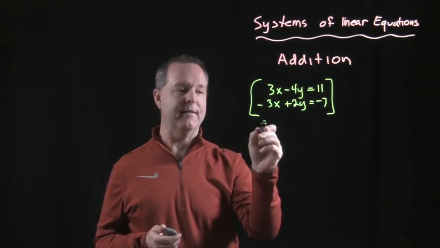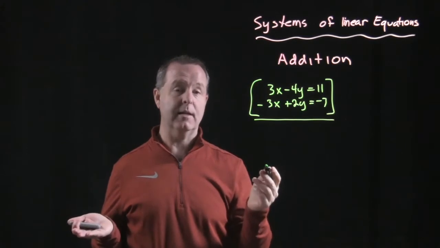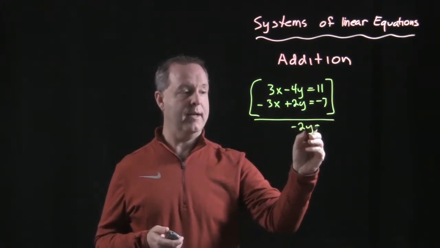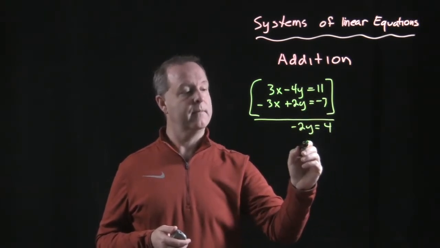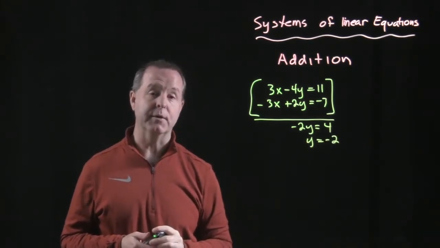Notice if I added these, 3x plus a negative 3x, the x's are eliminated. I would have a negative 2y if I were to add the y's, then adding the constants, I would have a 4. Solving that, I get y equals negative 2.